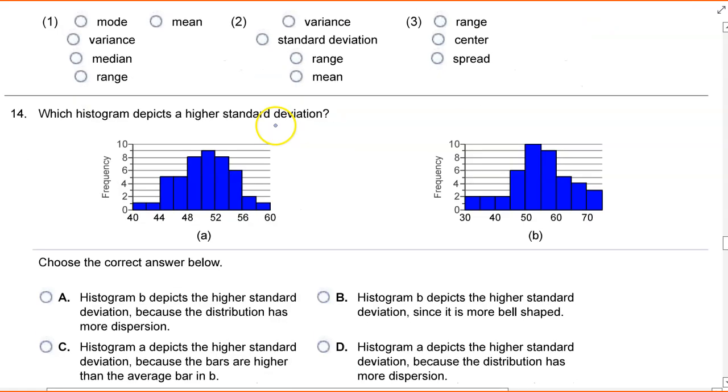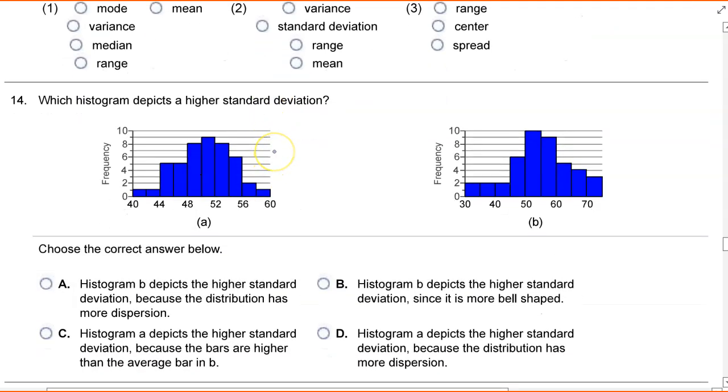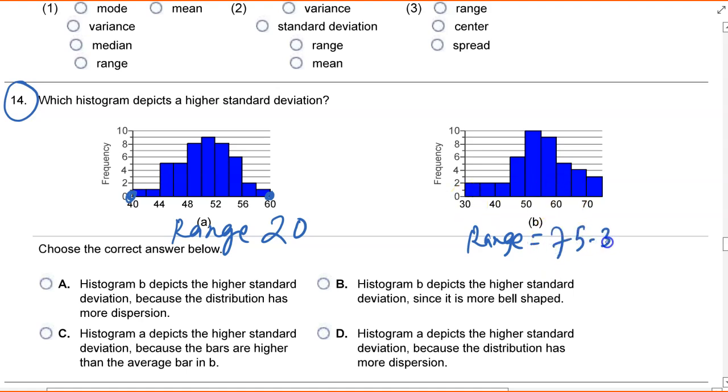Question number 14. Which histogram depicts the higher standard deviation? Look at this histogram's range. This ranges from 40 to 60. Okay, the range is pretty much 20 here, 60 minus 40. But here, what's the range? More than 70, say 75 to 30, right? What's the range? 75 minus 30, which gives you 45.